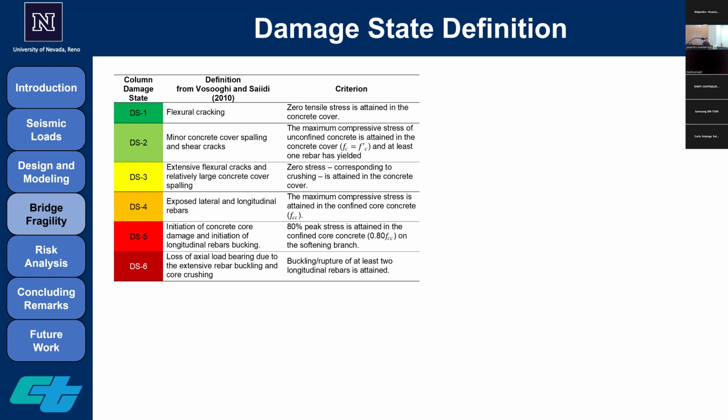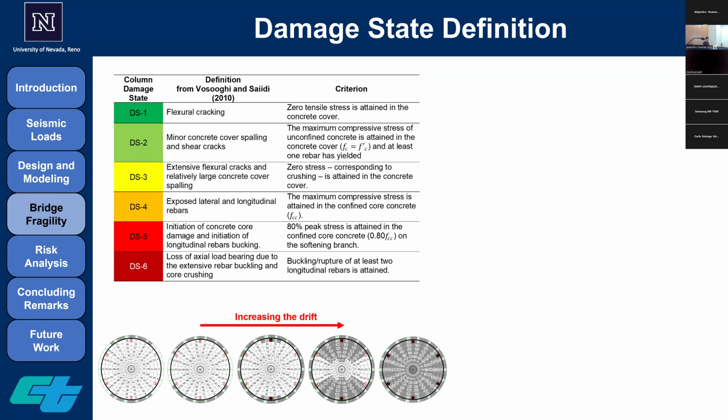So since we are working on a numerical model, we need to have a way to quantify these values. These are based on visual inspection, and we need to make a criterion, as you can see in the second column, to use in our model. This was done through a meticulous stress analysis in our work.